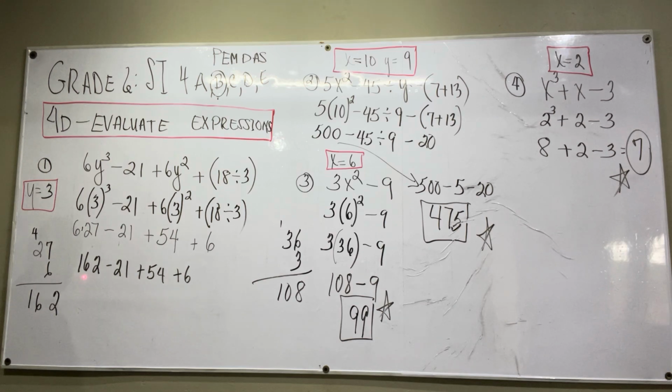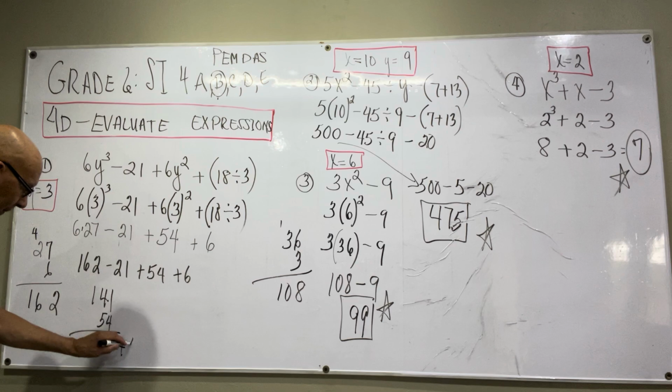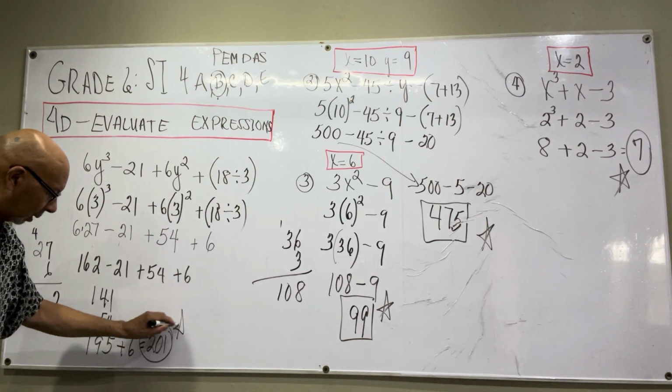Then we have 162 take away 21 is 141. That's what I get right here. 162 minus 21. 2 take away 1 is 1. 6 take away 2 is 4. 141 plus 54 is 195 plus 6 equals 201.